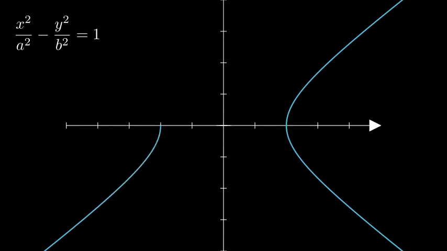This simple rule carves out these 2 iconic opposing branches in the plane. The constants a and b just control how wide or narrow the curve is. For instance, the curve will cross the x-axis at plus and minus a.